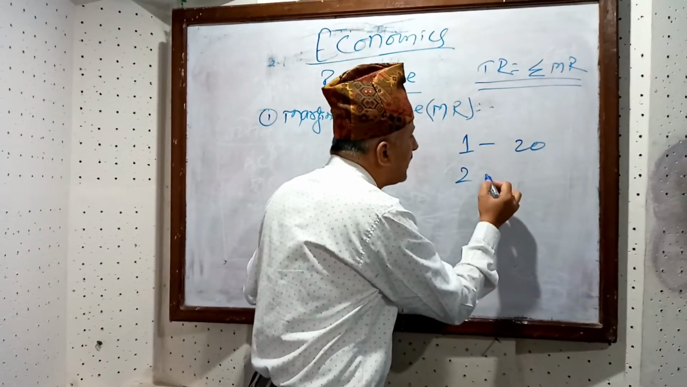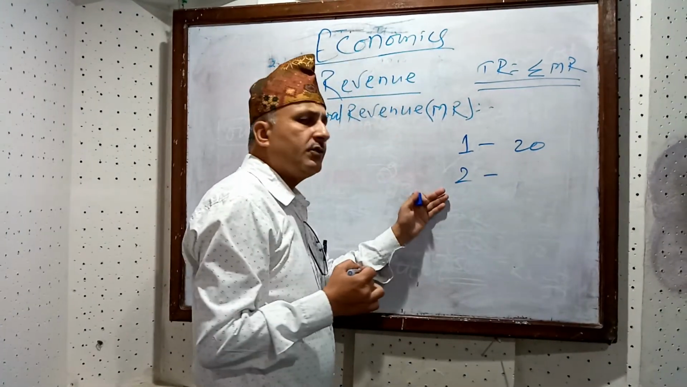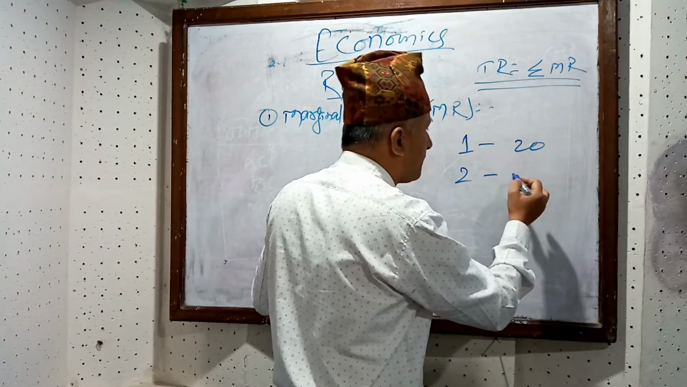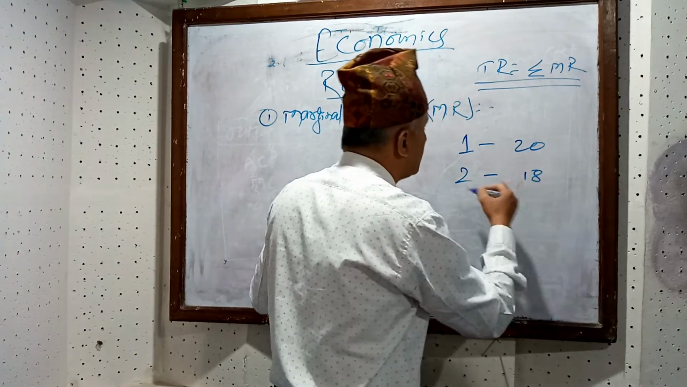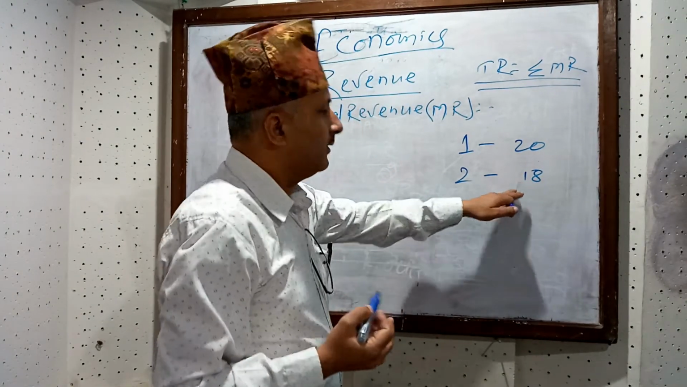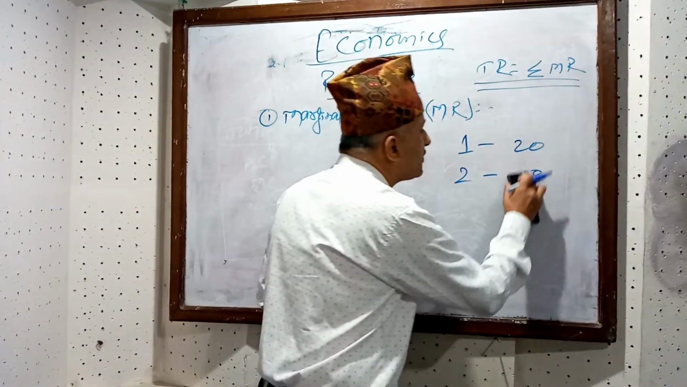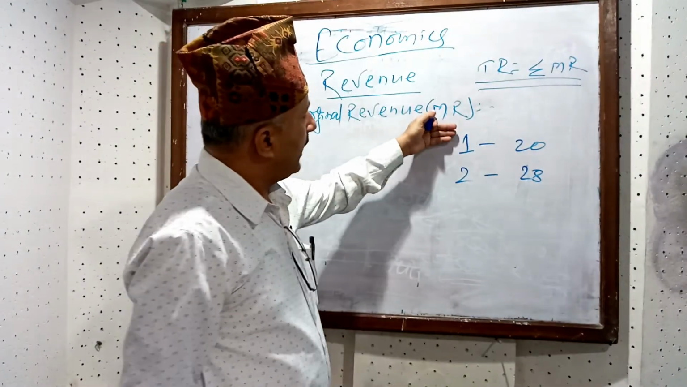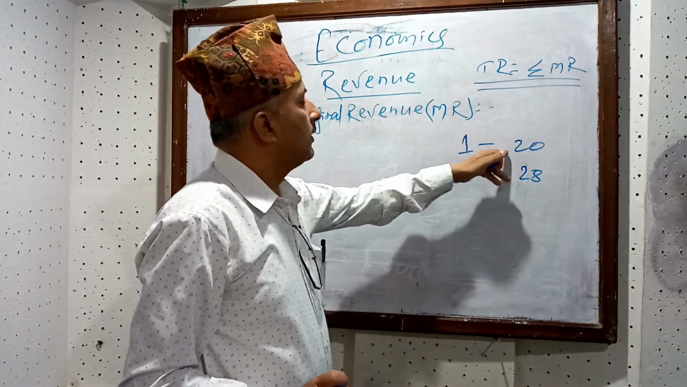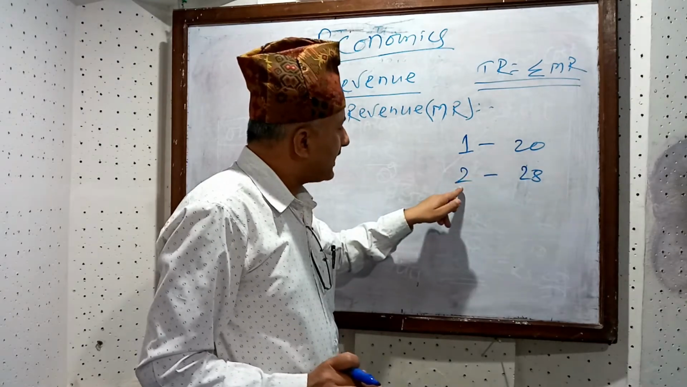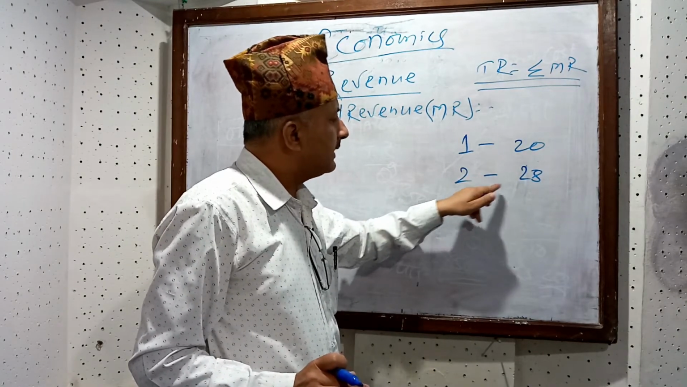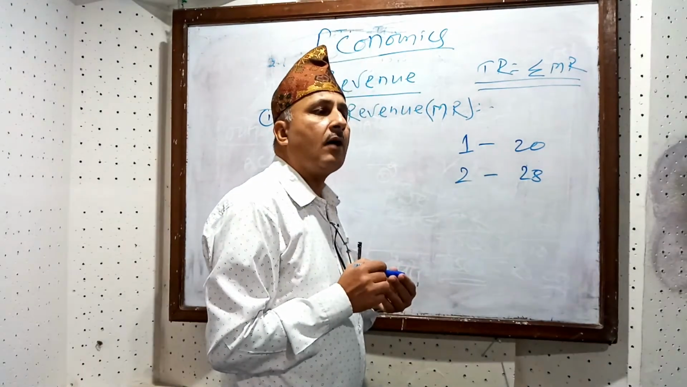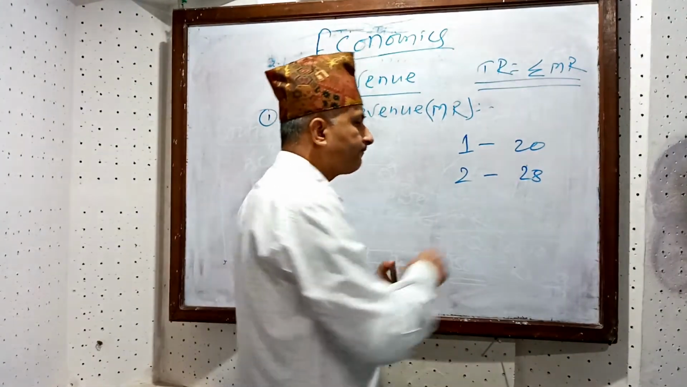Then he increases one more unit and he sells the second unit of a commodity. Then marginal revenue, suppose total revenue becomes 28. That means when the first unit of output is sold, total revenue is 20 rupees. When the second unit of output is sold in the market, total revenue becomes 28.